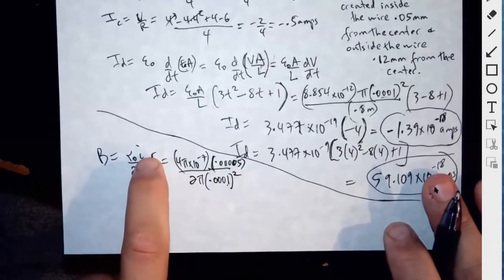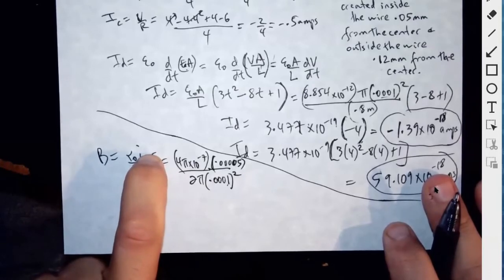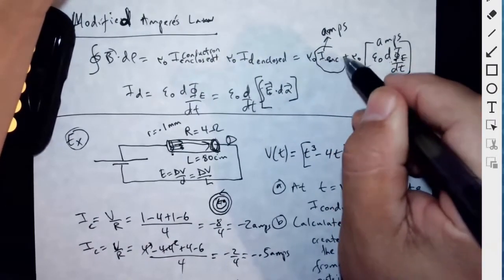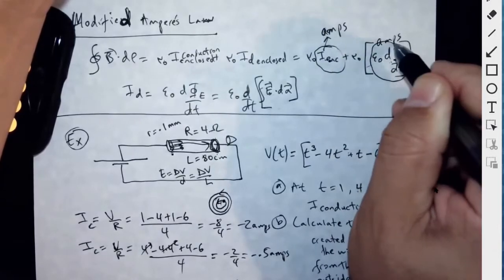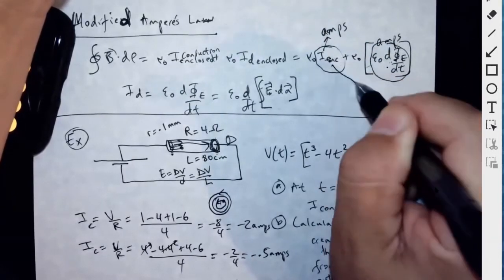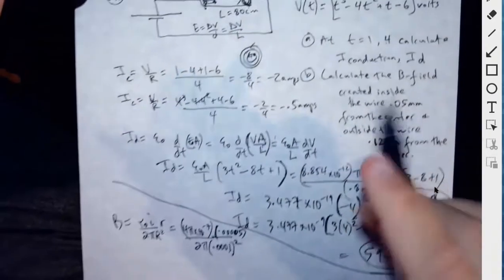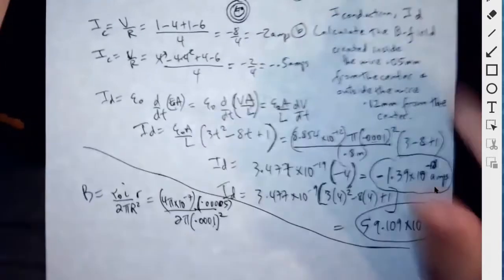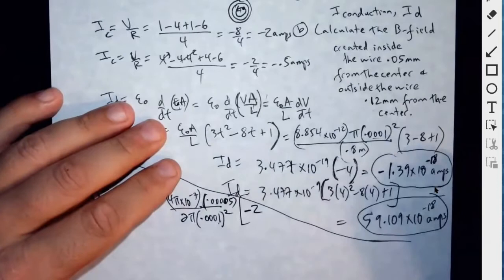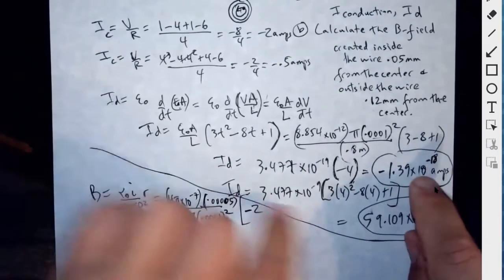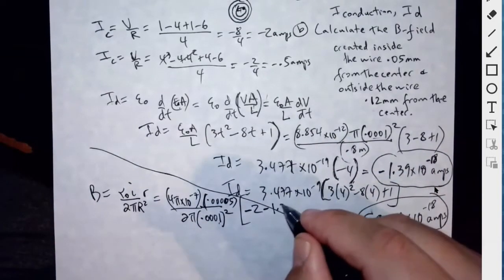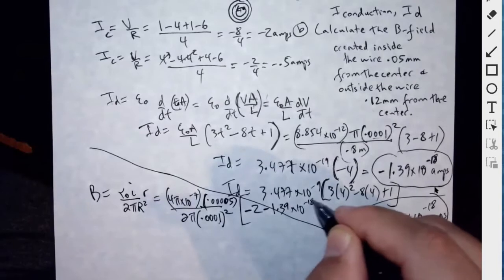Then what's the I? It's going to be the sum of the conduction current and the displacement current. So you see, I'm combining these two things. This is the conduction current, and this guy is the displacement current. Once I found this and this, I can combine them. In our case, the conduction current was -2 amps, and the displacement current at 1 second was -1.39 times 10 to the minus 18.